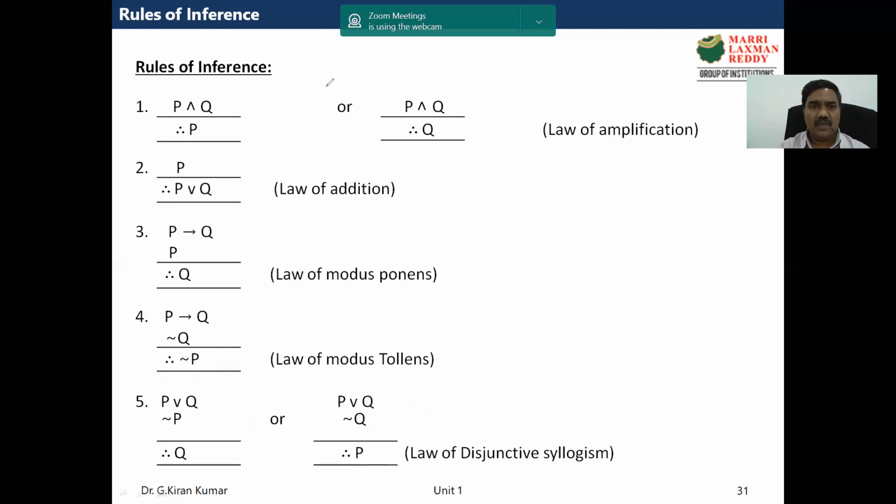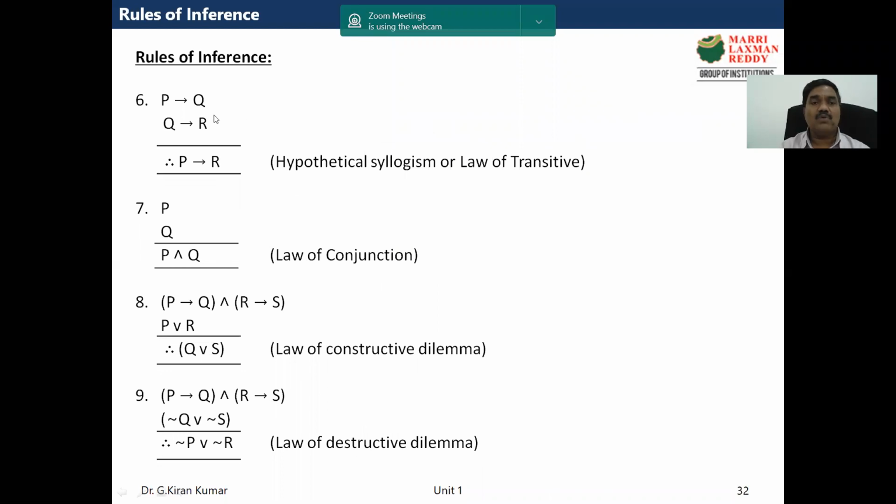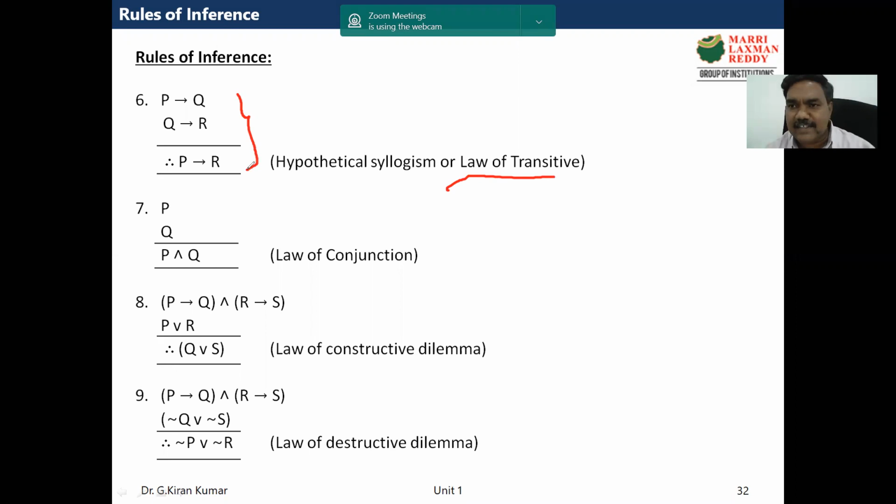Now let us see some more rules of inference. P implies Q, Q implies R, therefore P implies R. This is the law of transitivity, which you are already aware of. A less than B, B less than C, therefore A less than C. Similarly, P implies Q is given as true, Q implies R, in that case P implies R is also valid. If you have any doubt, please check with the standard method. Get the tautological form, get the propositional function and construct the truth table. Definitely in the truth table you get a tautology at the end. So that means this inference must be valid.